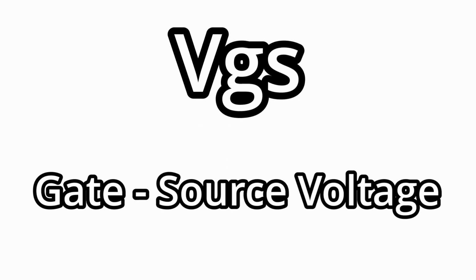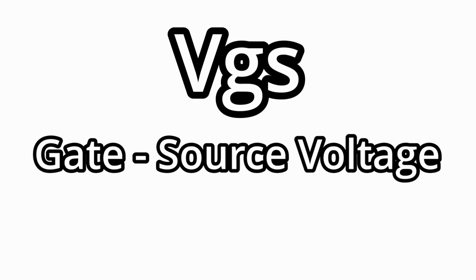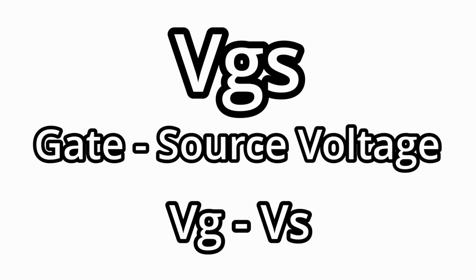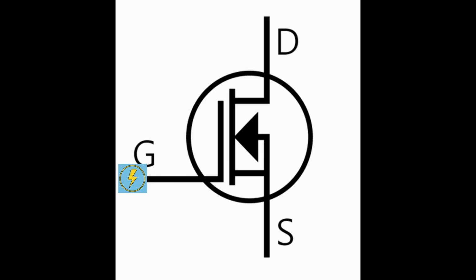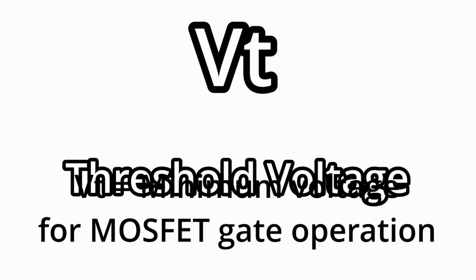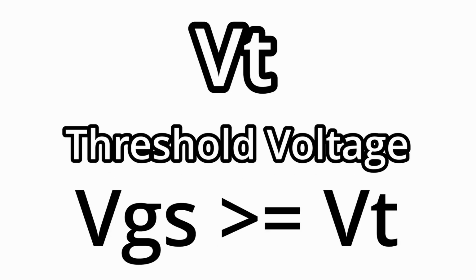Next is gate source voltage. It means the voltage difference between the gate and the source. There is a minimum voltage required to turn the MOSFET on, acting as a switch. This is called threshold voltage. Gate source voltage must be greater than or equal to threshold voltage.